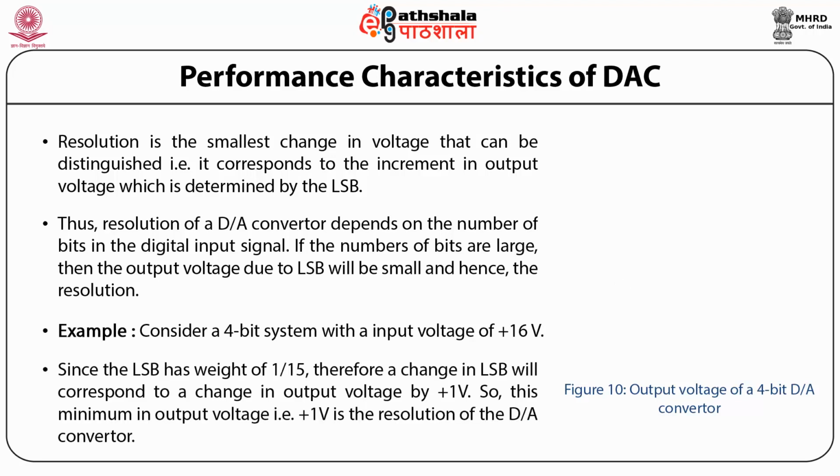For example, consider a 4-bit system with the input voltage of plus 16 volt. Since the LSB has a weight of 1 by 15, therefore, a change in LSB will correspond to a change in output voltage by plus 1 volt. So, this minimum change in output voltage, that is plus 1 volt, is the resolution of the D2A converter.